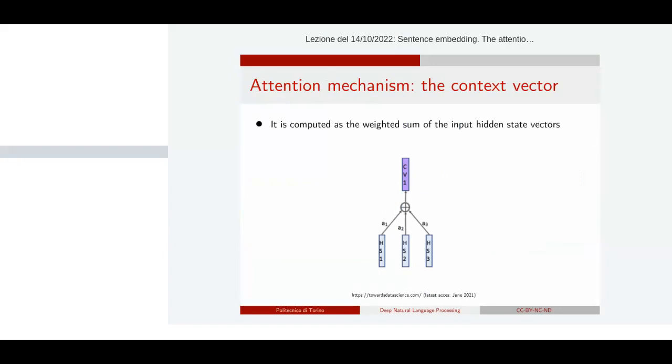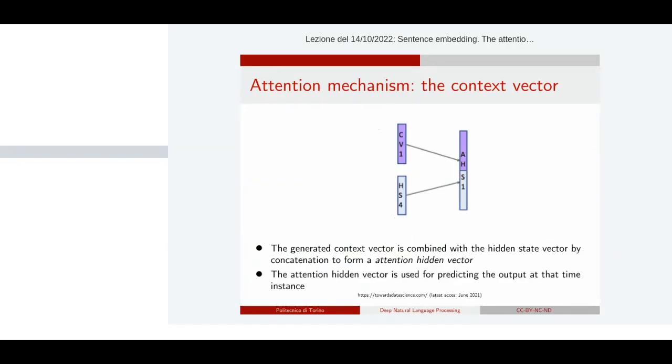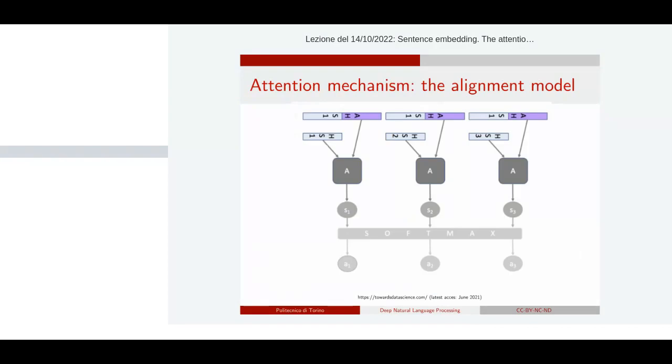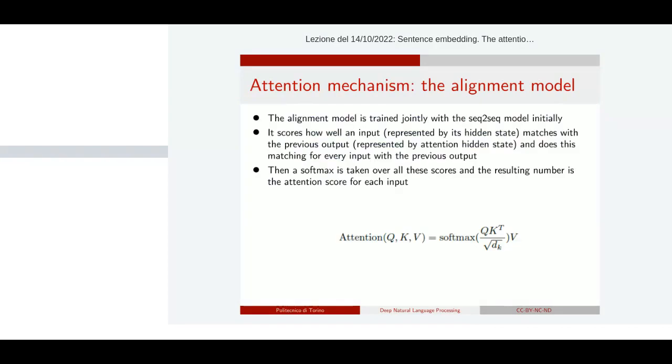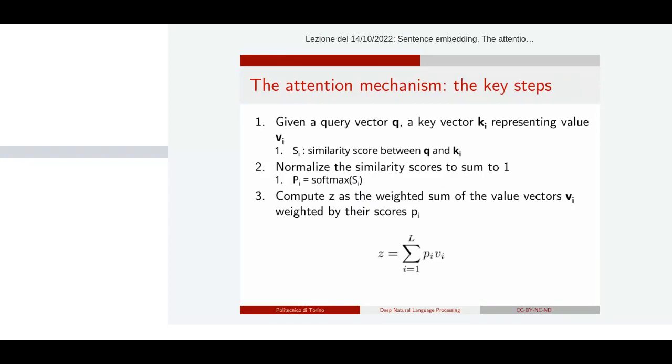The context vector we can generate for the neural machine translation is combined with the vectors generated by the hidden states, and of course contributes to the selection of the portions of text that are most relevant to decoding the translated version. So the attention hidden vector is used to predict which is the output at a given time instant. This is the function that we already know. Okay, here is the formulation.